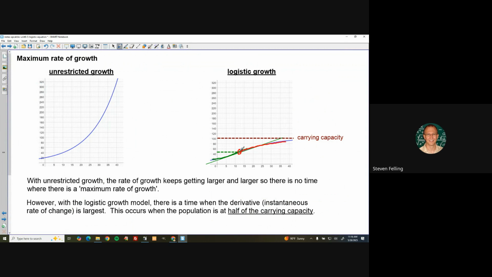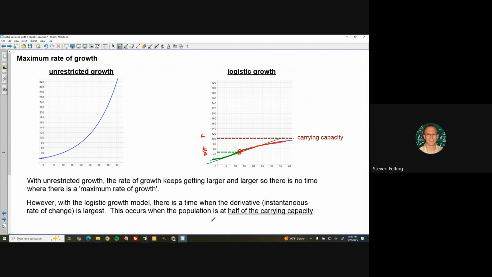Where does this switch from concave up, with the rate increasing like exponential growth, to concave down behavior, where the first derivative is still positive and it's still increasing, but it's increasing less and less? It turns out that whatever the carrying capacity is, this inflection point happens at half of the carrying capacity. So that's an important fact to know.